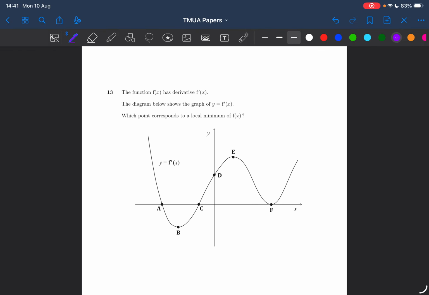I think this was actually the easiest one I've seen in any TMUA, as long as you understand the derivatives and stuff. So here we've got f dash. This is a graph of f dash. Where's the local minimum? Well, what does the minimum mean? f dash is 0, f double dash is positive. So it needs to be 0 and going up.